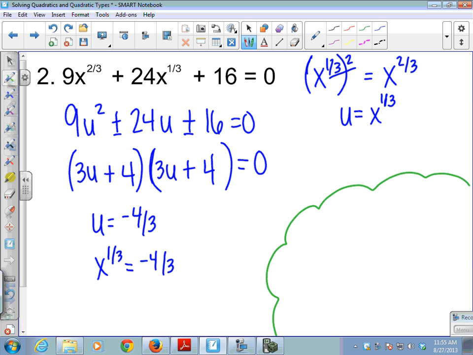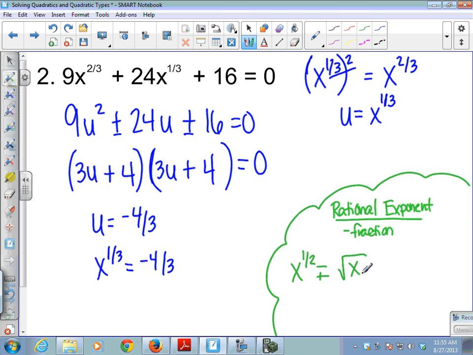Alright, so if I have a rational exponent, all that is just an exponent that is a fraction. Okay, and so when I have something like x to the 1/2, what that really means is the square root of x. So a rational exponent is the same as a radical. So when I've got x to the 1/3, what that really means, instead of being the square root of x, it's just the cube root of x.